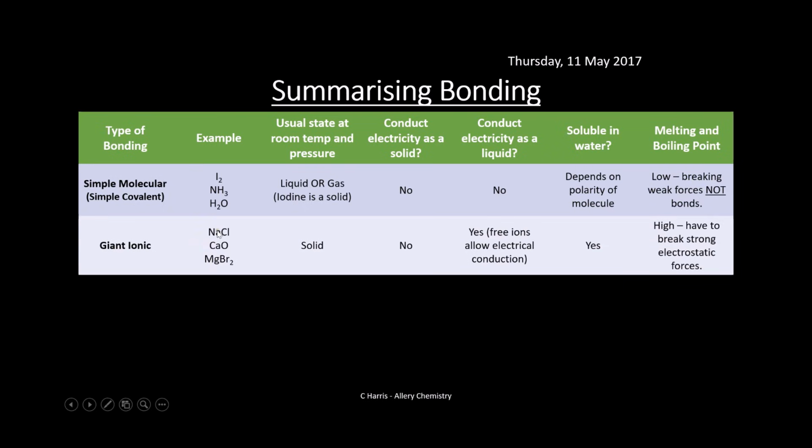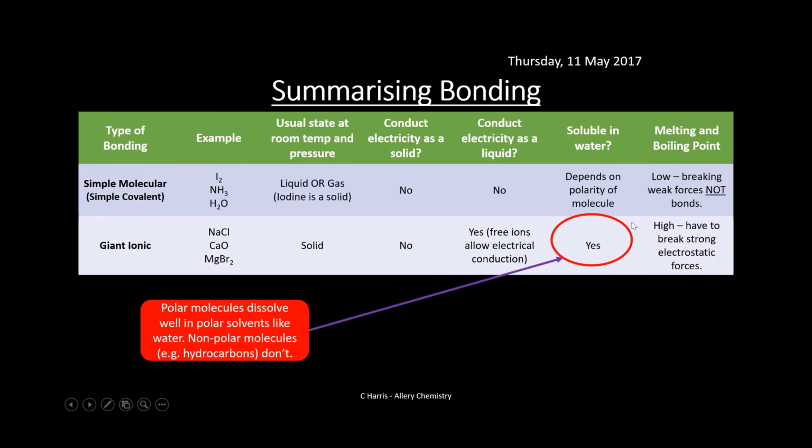Giant ionic: things like sodium chloride, calcium oxide, magnesium bromide, look for metals and non-metals. They're solid at room temperature and pressure. They don't conduct when they're solid because the ions aren't free to move around, but they do when they're a liquid. They do dissolve in water because water's polar and ionic compounds dissolve in polar solvents. And melting and boiling points are very high. This time we're talking about strong electrostatic forces between oppositely charged ions. Basically, we're having to break an ionic bond. It requires so much energy to do that.